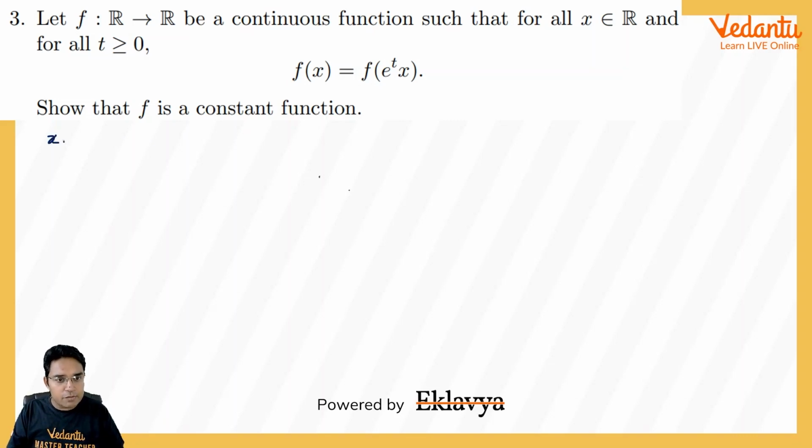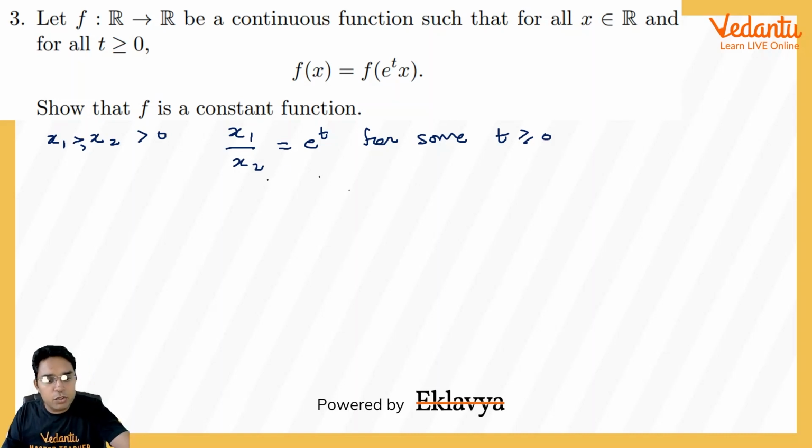Dear all, before going into the actual solution, let me do some discussion. Suppose we have some x1 and x2, both positive. Then definitely we can find x1 upon x2 equal to e^t for some t greater than or equal to 0. Let us assume x1 is greater than or equal to x2 greater than 0. In that case we will get some t so that x1 upon x2 is equal to e^t. See, this t is independent of x, so we may take it like this.